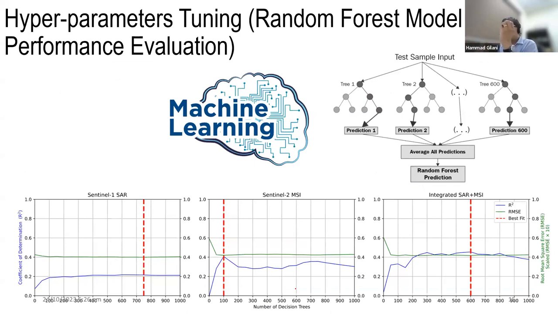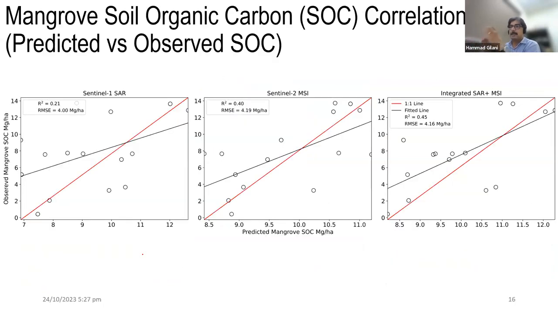Here, we did experiments changing the number of trees, because that is the major hyperparameter we use. So we came out with which one is better for Sentinel-1, Sentinel-2, and the integration of Sentinel-1 and Sentinel-2, as you can see here. Using these parameters, we came out with the validation. And obviously, at the moment, we are not able to publish this one. It is going to be published.